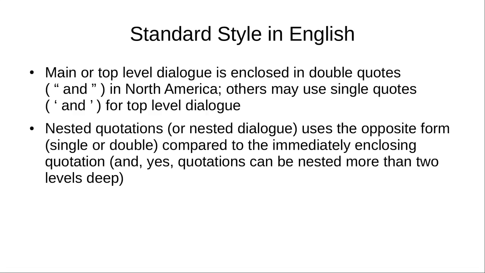Now, nested quotations or dialogue, that's a quote that's inside of another quote, just uses the opposite form, single or double, compared to the quote it's enclosed in. And that rule applies however many levels down you are. So you start out with double quotes. The next thing quoted uses single quotes. The next thing inside of that uses double quotes, and then single, then double. It just keeps going in the alternating fashion. Although you probably want to avoid nesting more than one, maybe two things down, just for clarity.